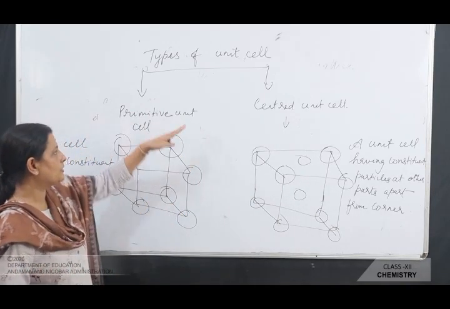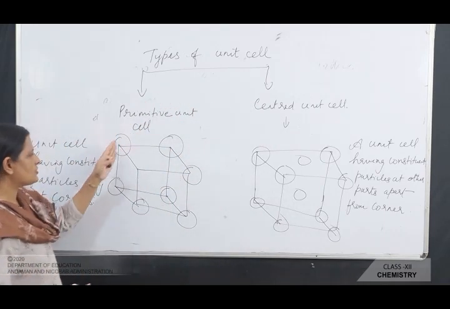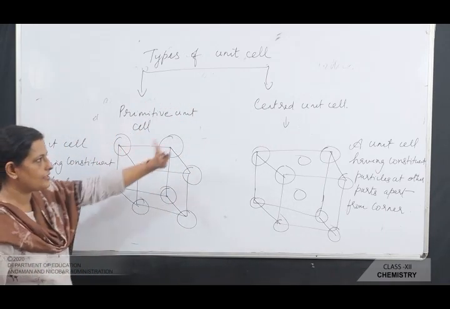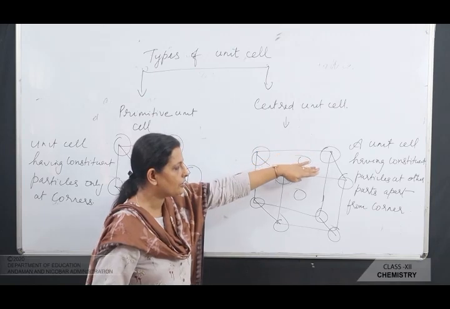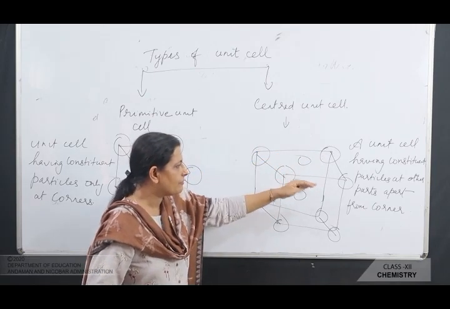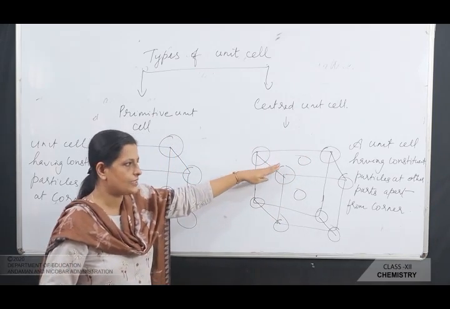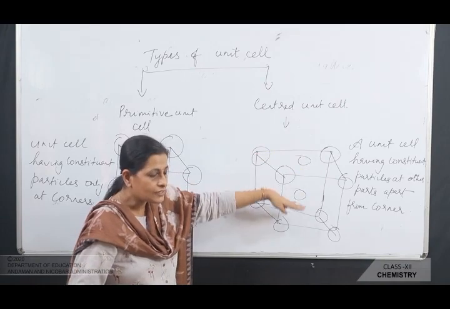So unit cells are 2 types, primitive unit cell and centered unit cell. Primitive has got constituent particles only at the corners, and centered unit cell will have constituent particles at the corners, and apart from that it may have them at the center of the face or body center. So that we will be studying in detail.